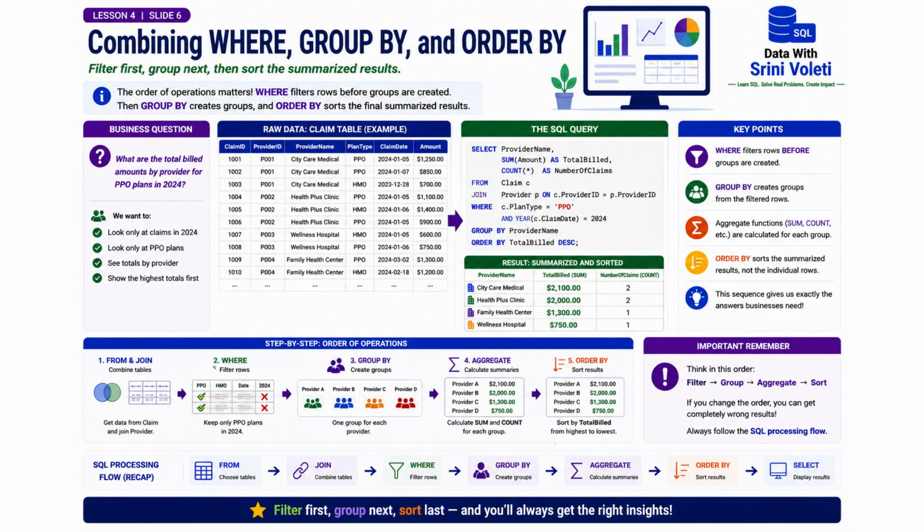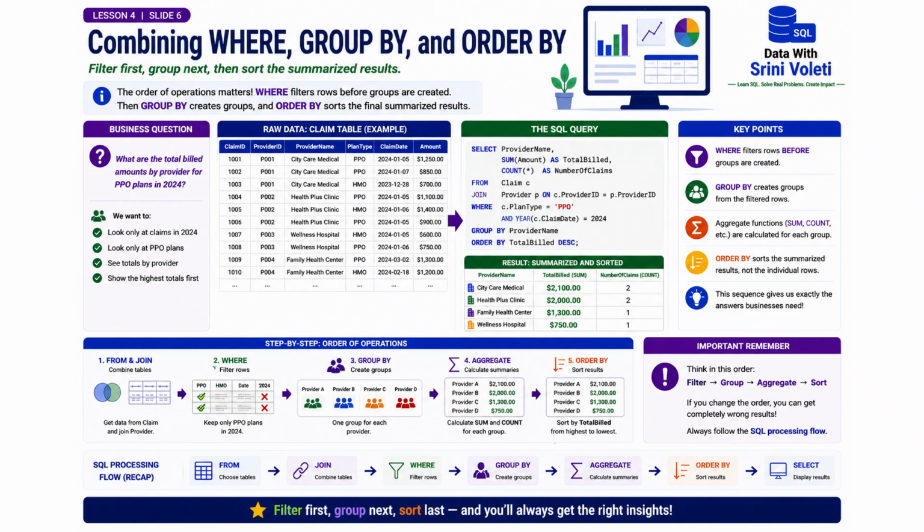Notice that this question has several requirements. We don't want every insurance plan. We only want PPO plans. We don't want every year. We only want claims from 2024. Then we want to summarize those claims by provider. Finally, we want the providers with the highest totals listed first. This is exactly the type of question data analysts answer every day.